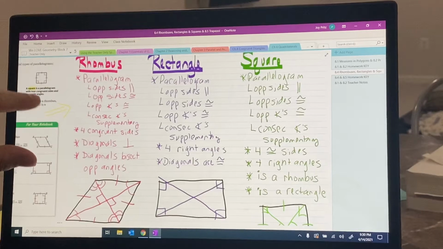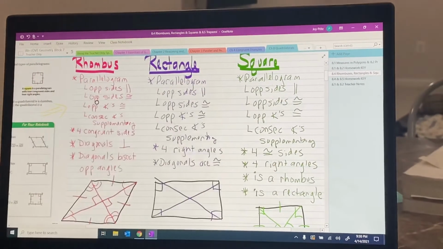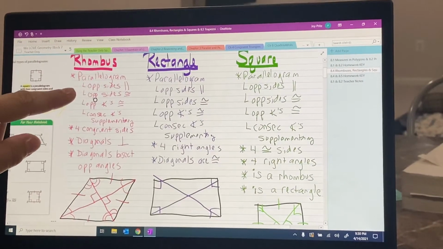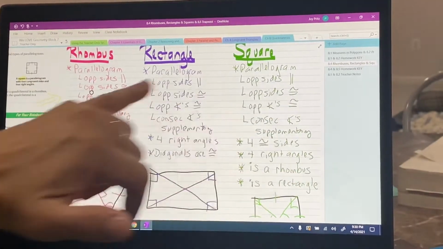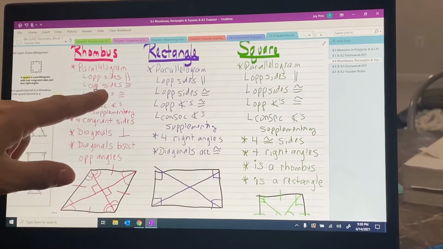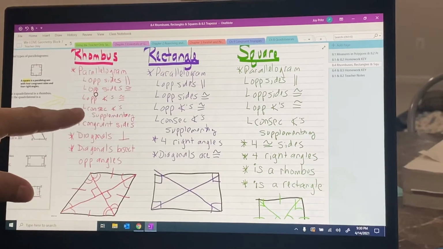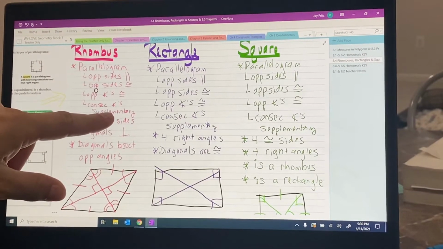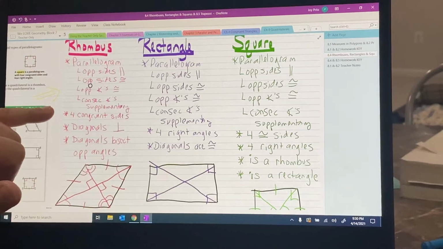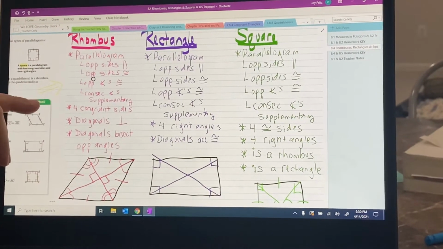So I want you to see that they are parallelograms, and we talked about that last time. So you should already know that all three of these figures have opposite sides parallel, opposite sides congruent, opposite angles congruent, and consecutive angles supplementary. That was from our previous lesson. Down here with the stars, these are new information for you today.